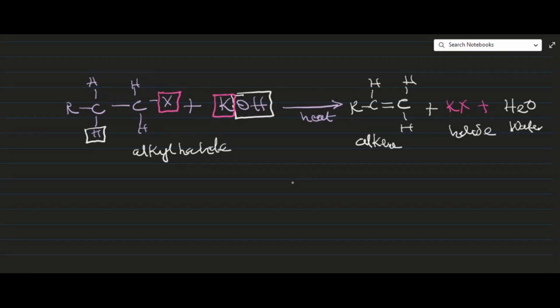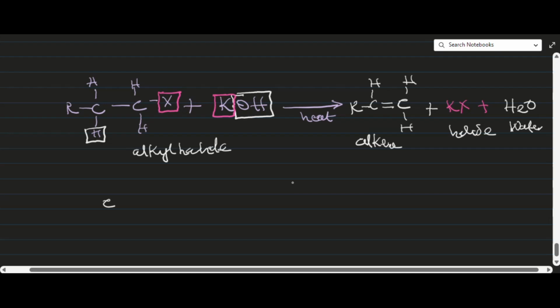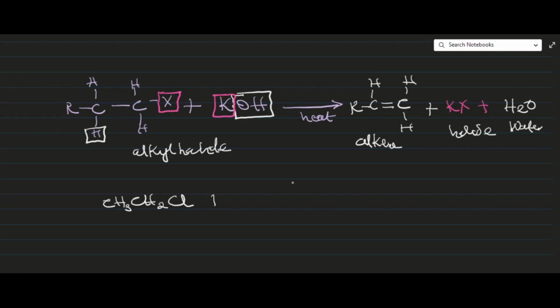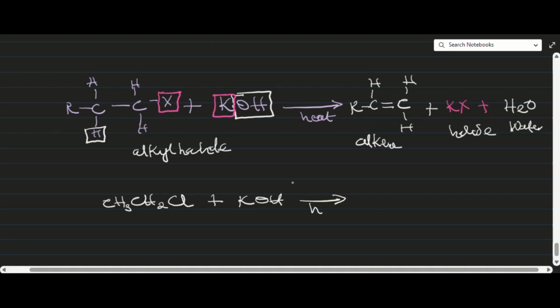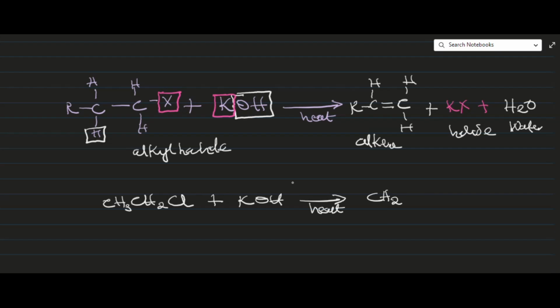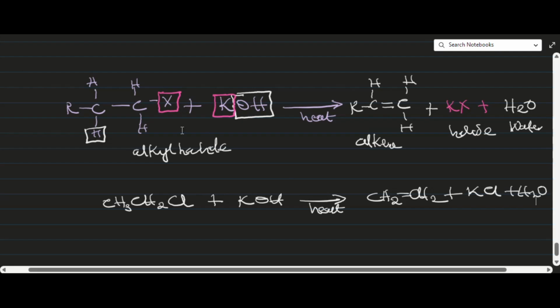So let us look at ethane, CH3CH2Cl. You can break it down like what we have up over there, and then plus potassium hydroxide in the presence of heat. And then we are going to have our CH2 double bond CH2 plus potassium chloride plus H2O. So that is the reaction.